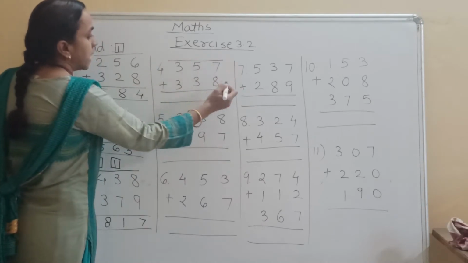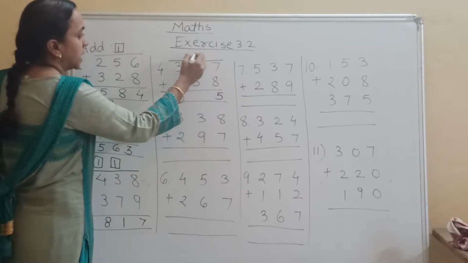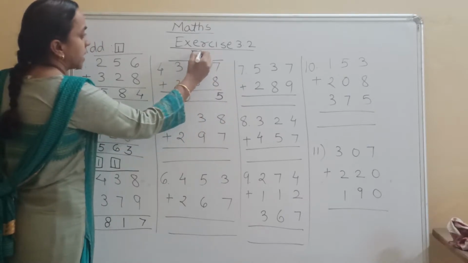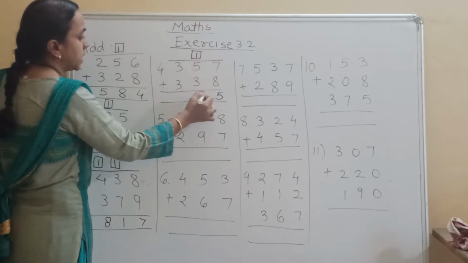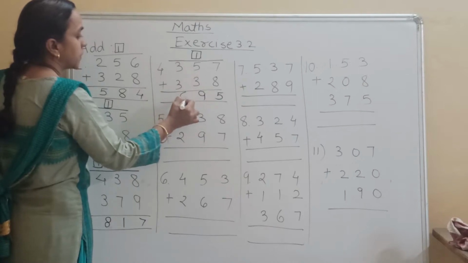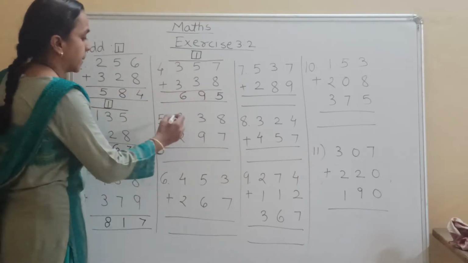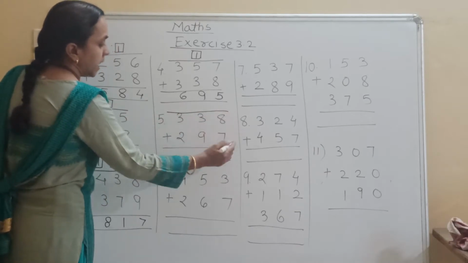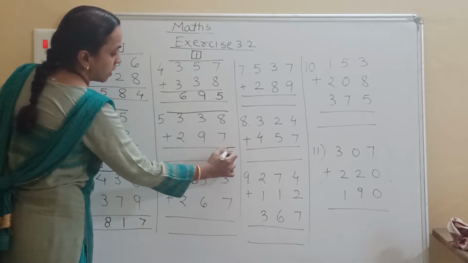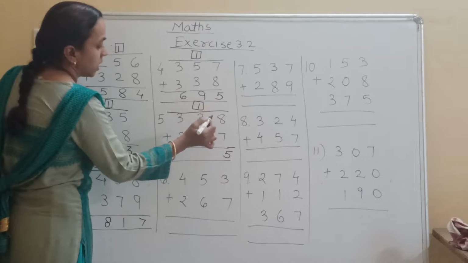Now see the fourth question. 8 plus 7. How much? 15. So write down 5 here and write carry 1 here. 5 plus 1, 6. 6 plus 3, 9. 3 plus 3, 6. So what is the answer? 695. Now see the fifth example. 7 plus 8, 15. What is the carry? 1. So write down 1 here.